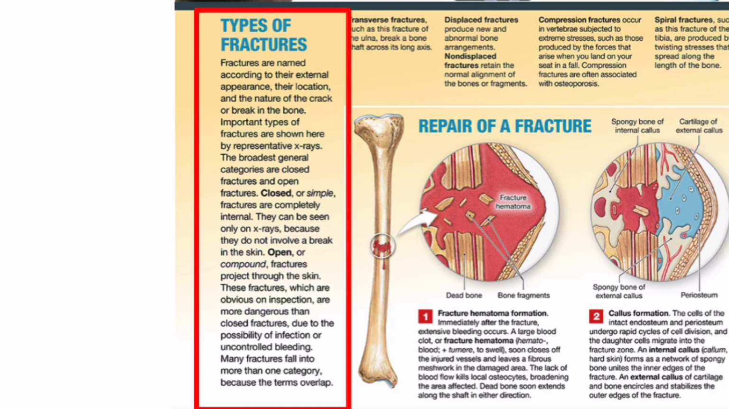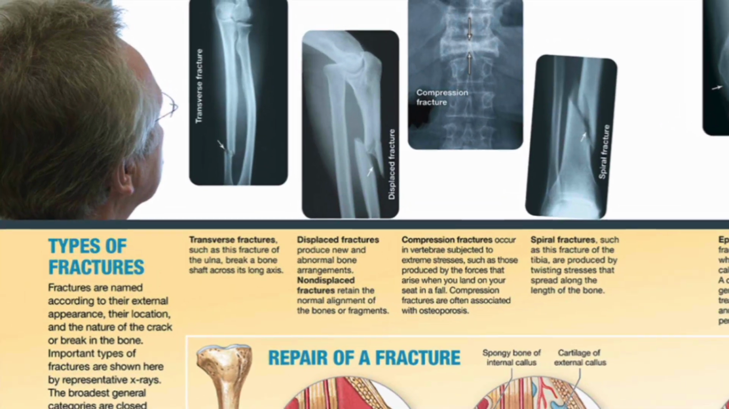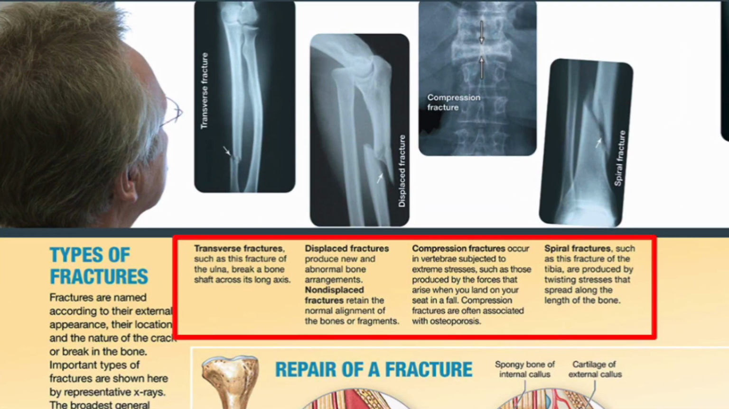Open or compound fractures project through the skin. These fractures, which are obvious on inspection, are more dangerous than closed fractures due to the possibility of infection or uncontrolled bleeding. Many fractures fall into more than one category because the terms overlap. Let's look at a few examples of common types. Transverse fractures, such as this fracture of the ulna, break a bone shaft across its long axis. A displaced fracture produces new and abnormal bone arrangements. Non-displaced fractures retain the normal alignment of the bones or fragments.